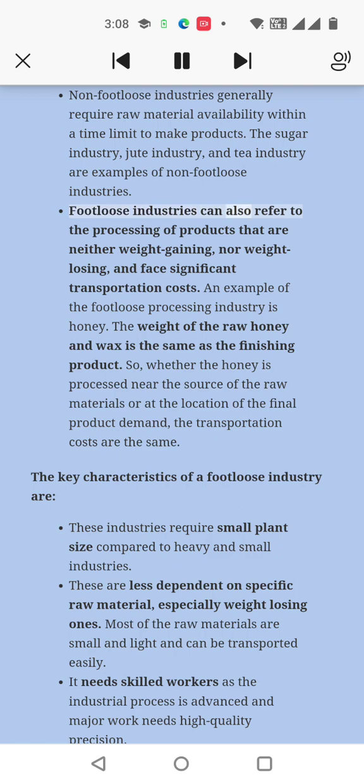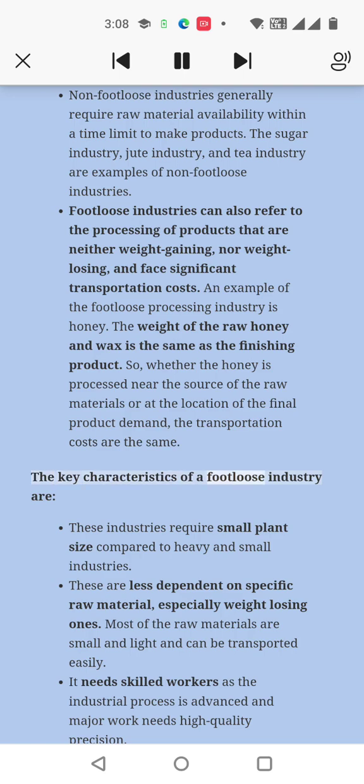Footloose industries can also refer to the processing of products that are neither weight-gaining nor weight-losing and face significant transportation costs. An example of the footloose processing industry is honey. The weight of the raw honey and wax is the same as the finished product. So, whether the honey is processed near the source of the raw materials or at the location of the final product demand, the transportation costs are the same.